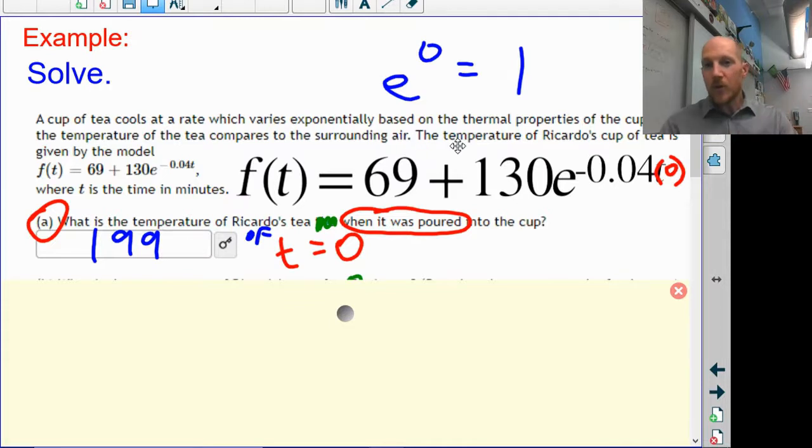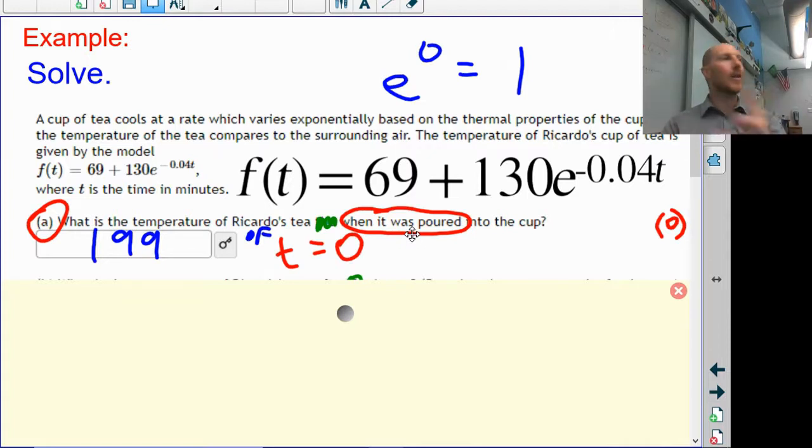Okay, anyway, the temperature of Ricardo's cup of tea is given by this equation. This is the bigger version of the equation. Where T is our variable, hiding right there, is our variable measured in minutes. Okay, so part A, I've already got all my work written out, so you don't have to wait for me to write all this stuff down. But part A, what is the temperature of Ricardo's tea when it was first poured?